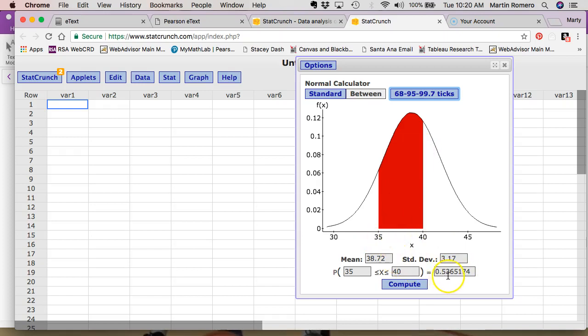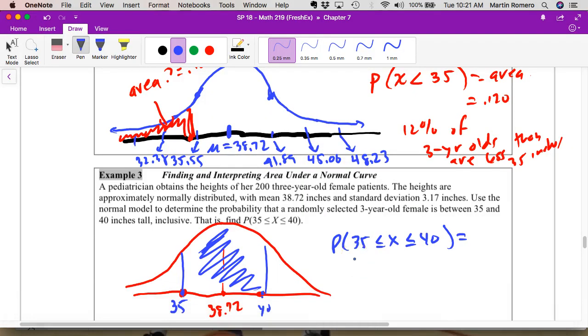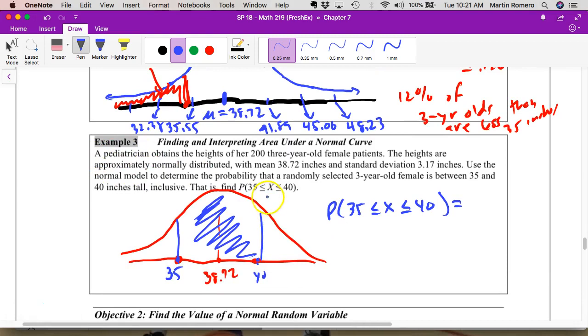is 0.537. Actually, I just noticed that you can click that. It will mark it off by standard deviations for you also. But from 35 to 40, and so it's 0.537. And so this area here, what is that area? It turns out to be 0.537. That's the area.